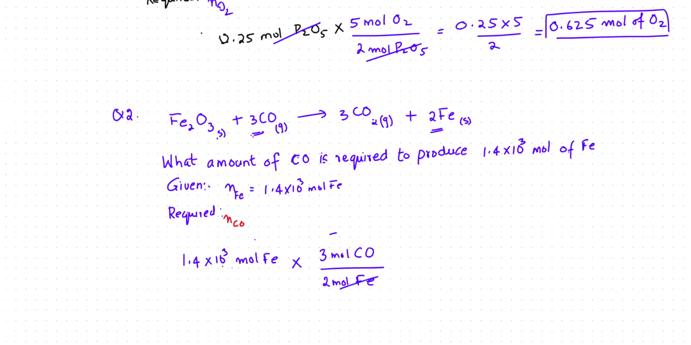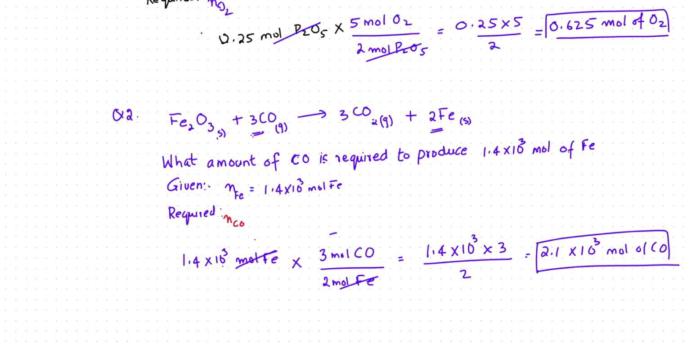So now we have 1.4 times 10 to the power 3 times 3 upon 2. So calculate this: 1.4 times 3 divided by 2 equals 2.1 times 10 to the power 3 moles of carbon monoxide. This is the answer for this one. The next question.